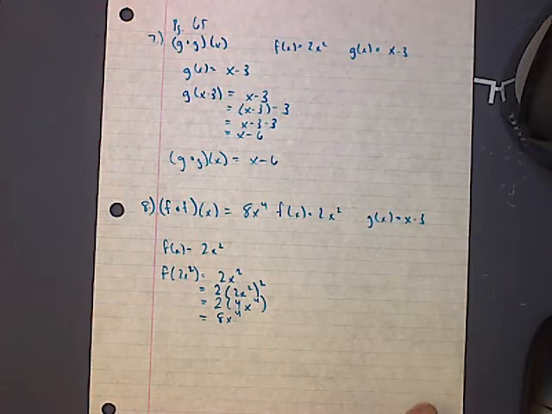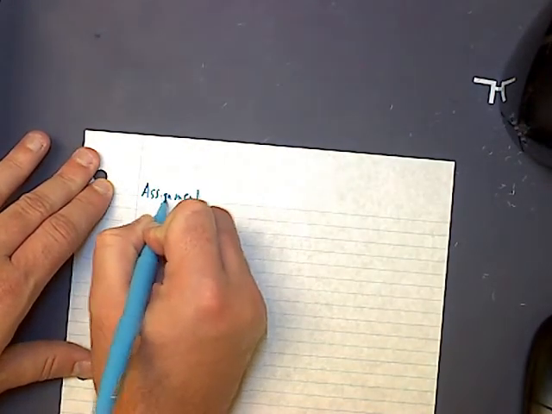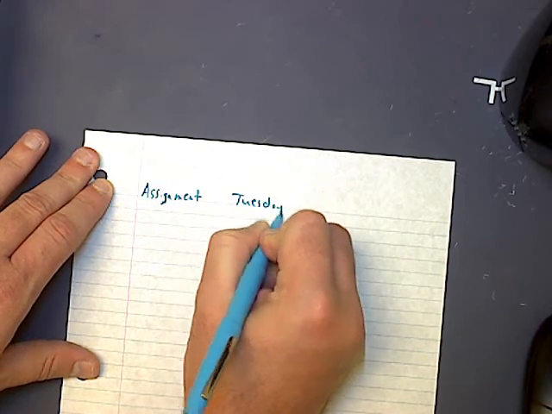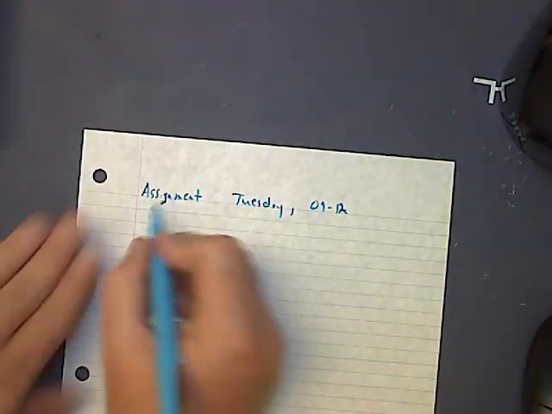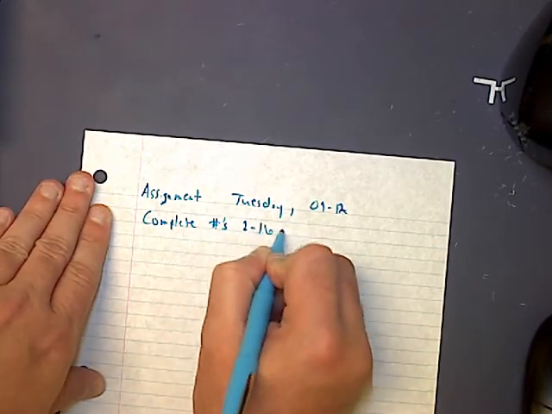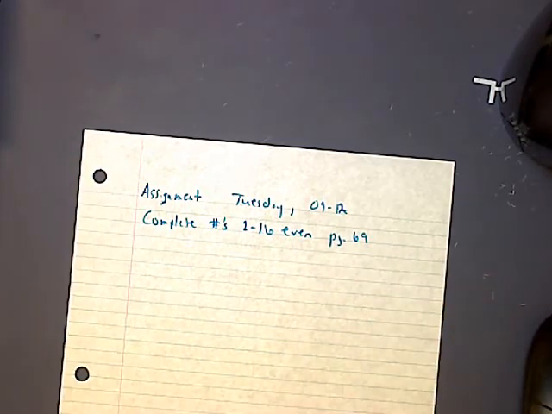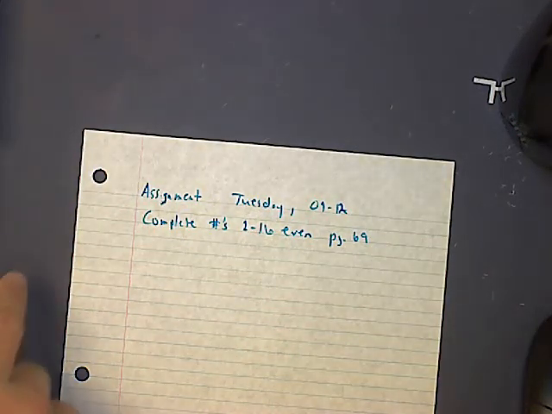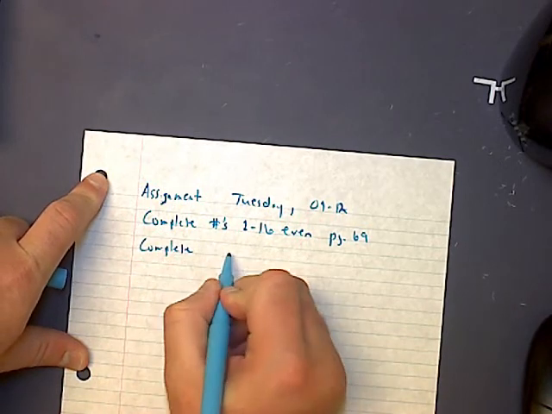Well, that ends our lesson for the day. I just want to write down your assignment from this lesson. Your assignment for Tuesday, September the 12th is to complete numbers 2 through 16 even on the same page you did homework last night, page 69. Complete numbers 2 through 16 even on page 69. I will, when I post this video, recap all your assignments that are due on Wednesday. Oh, and also complete your checkpoint. Complete piecewise checkpoint.